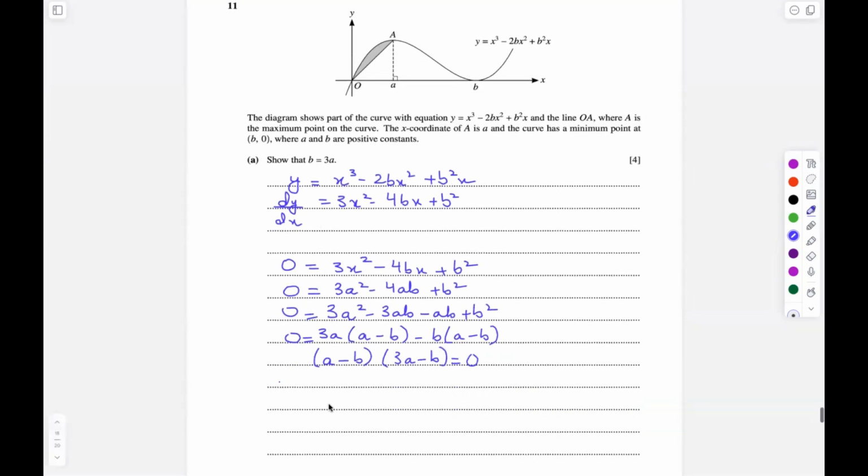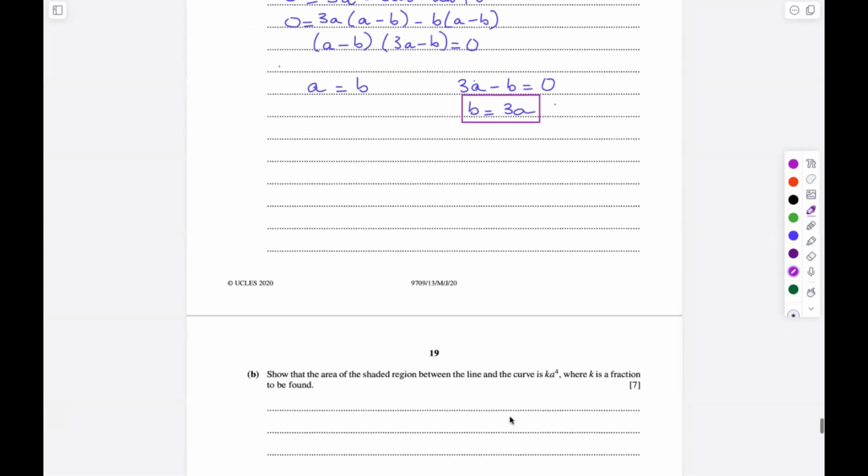So the values will be, one of them will be a equals b, and the other will be 3a equals b. As it is 3a minus b equals 0, we can take b on the other side and write it as b equals 3a. Now, the value a equals b is the one we already have, which is the minimum point, and the other will be where b equals 3a. So we had to prove b equals 3a, and here we have that b equals 3a.